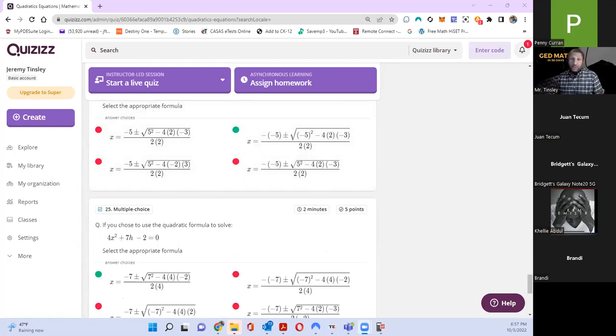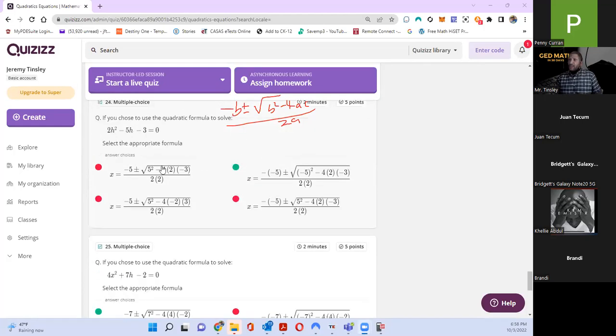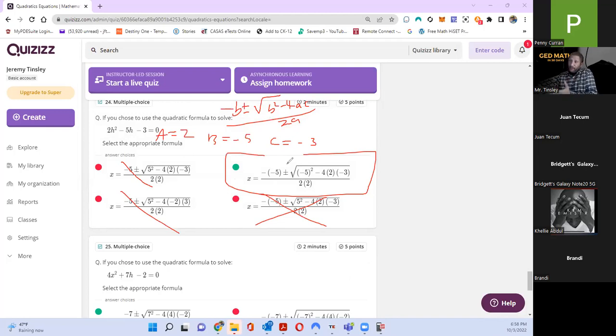So let me just show you this real quick. Here, minus b. So if you know the formula, minus b plus or minus the square root of b squared minus 4ac, all over 2a. So that means if I look at this, let me scroll this down. If you identify a is 2, b is minus 5, c is negative 3. So you're just looking at which one. So minus b is minus minus 5. So I know it's not A. I know it's not B. So it could be C or D. Minus 5 squared. Minus 5 squared. Boom, I know it's not that one. I know the answer is right there. Just by understanding that, I'm plugging each one of those in.